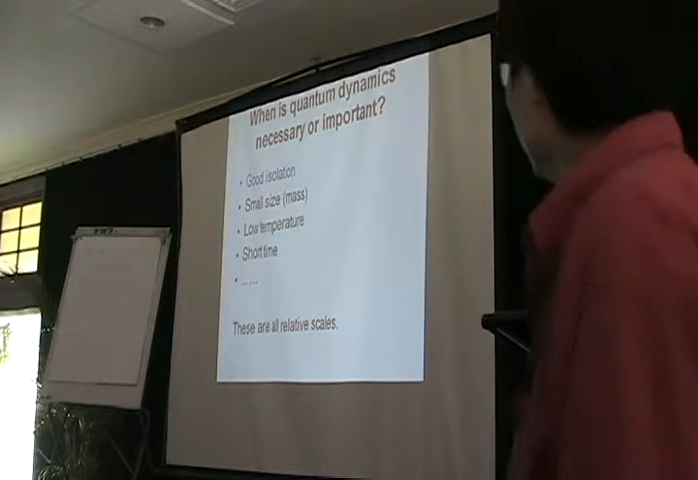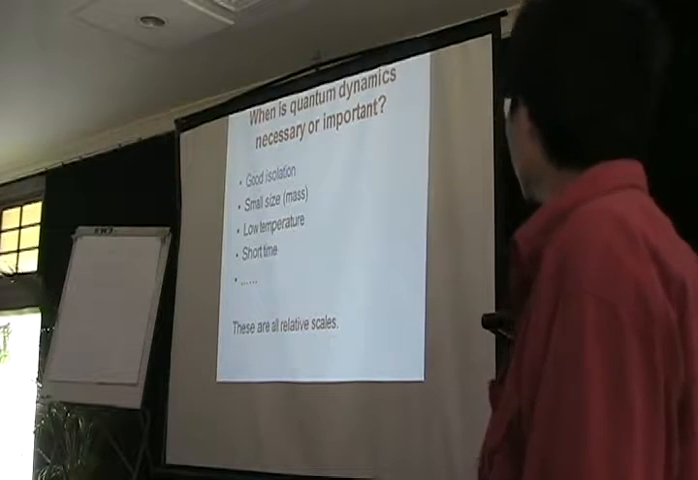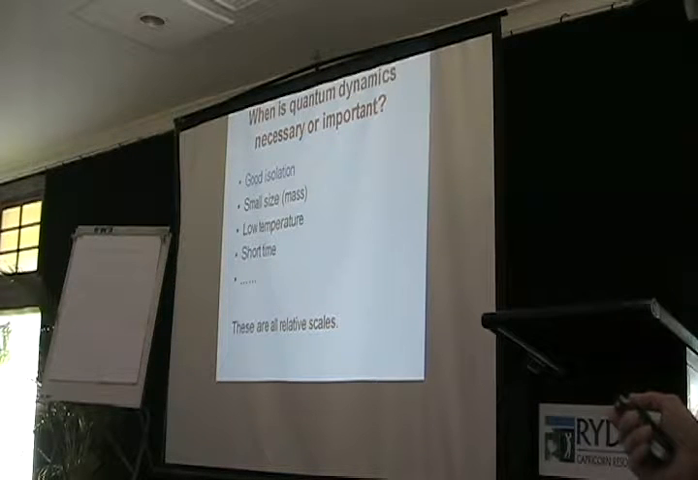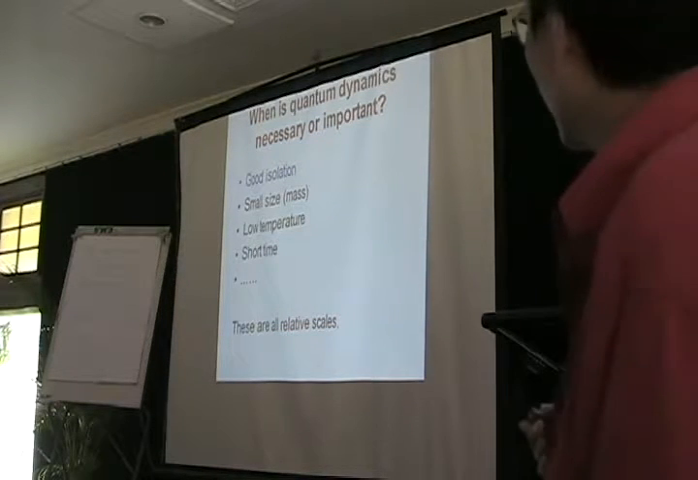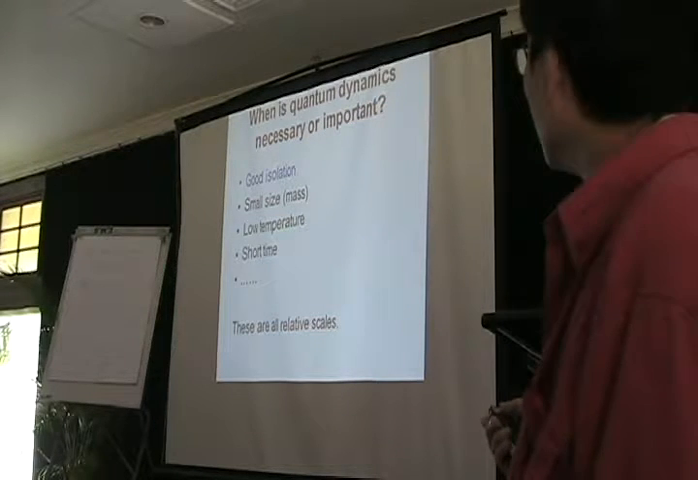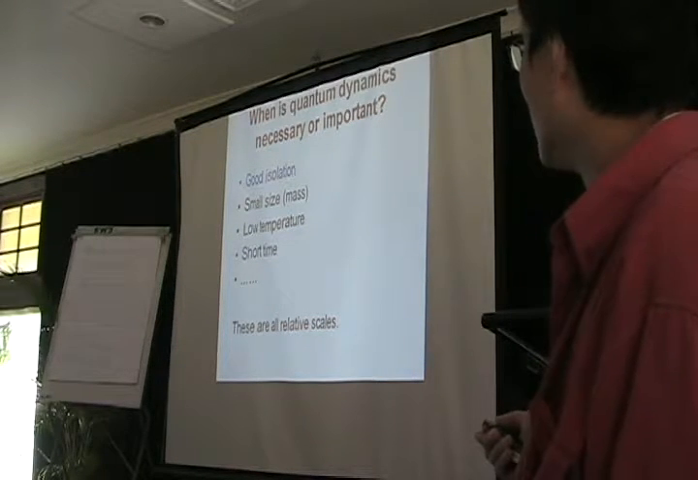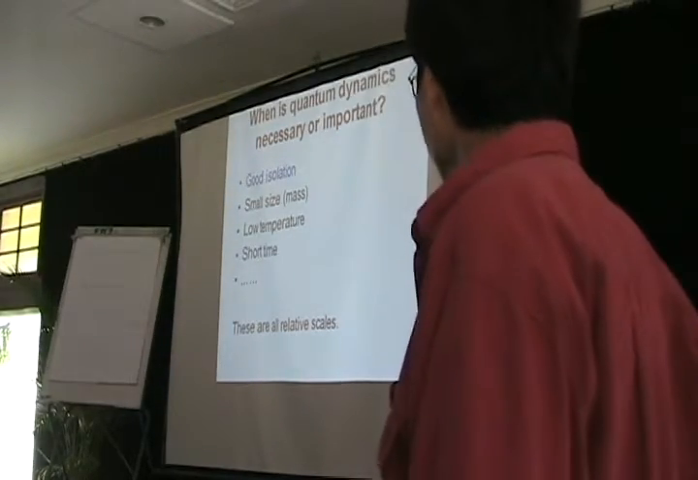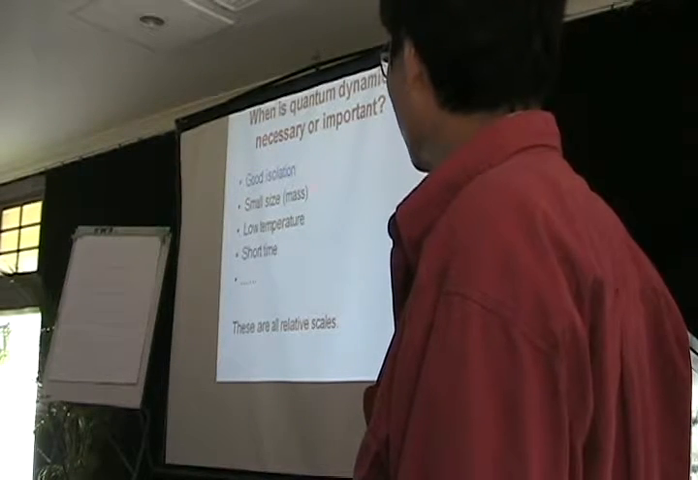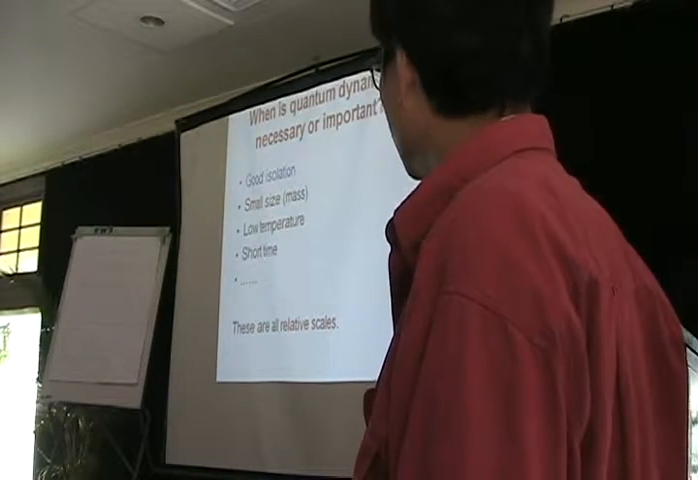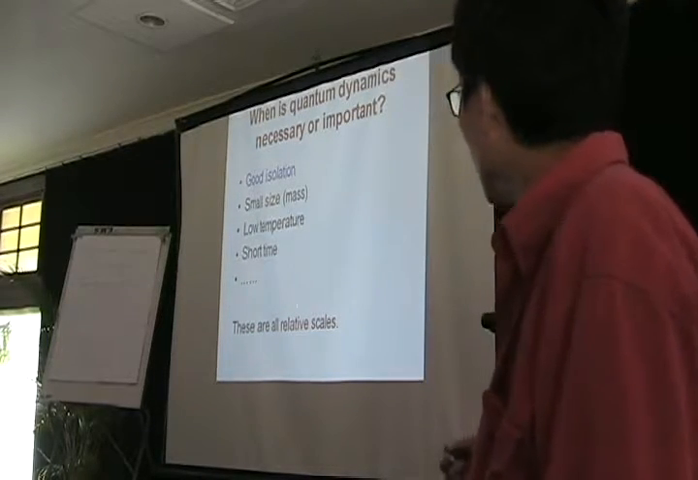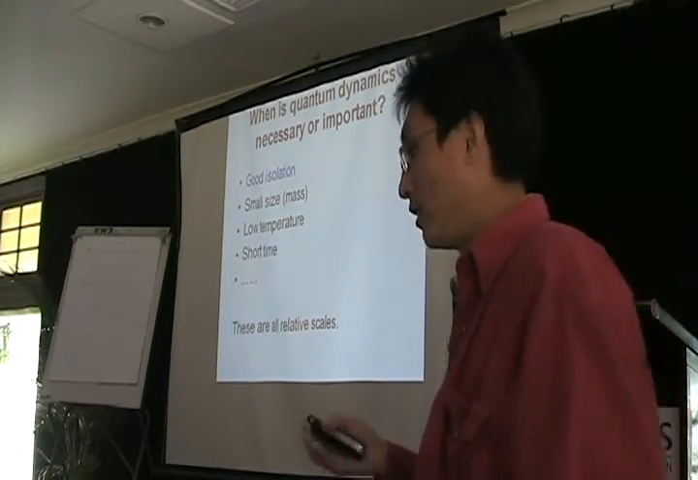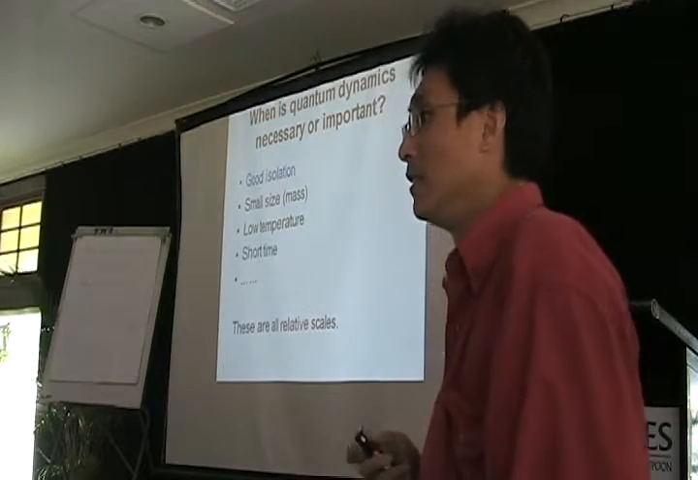Okay. So when is quantum dynamics necessary or important? Here I will not go into the debate of when it's necessary for biomolecule functionality. I'll just say when it is important. Usually, quantum dynamics is important when there's good isolation, so your system is well isolated: a small size, small mass, a low temperature, a short time. But remember, these are all relative scales, depending on the system and what your environment around your system is.